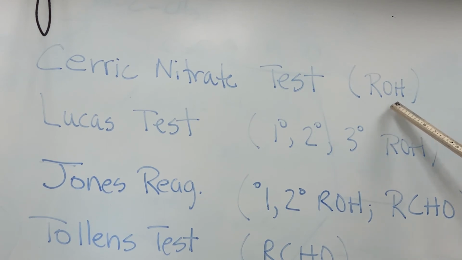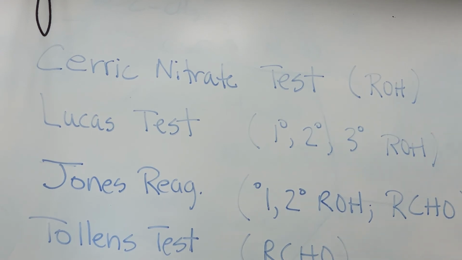I will say this: if for some reason your alcohol doesn't happen to dissolve, you may see 2 layers, and that's okay. But if one of the layers has that reddish color, then we're going to say that's a positive test. Just having 2 layers isn't positive for the ceric ammonium nitrate test, but if one of those happens to be colored red-brown, that would be a positive test.